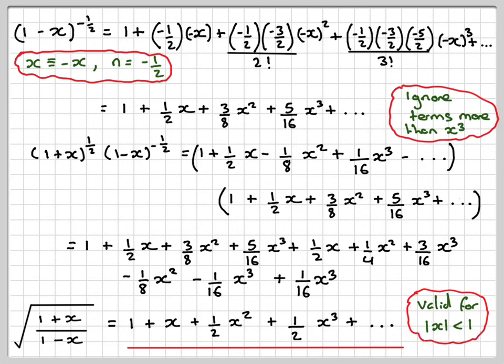So this has been a video to show you how to find the binomial expansion of a square root by splitting it up and then using the binomial theorem for a negative and a fractional index.